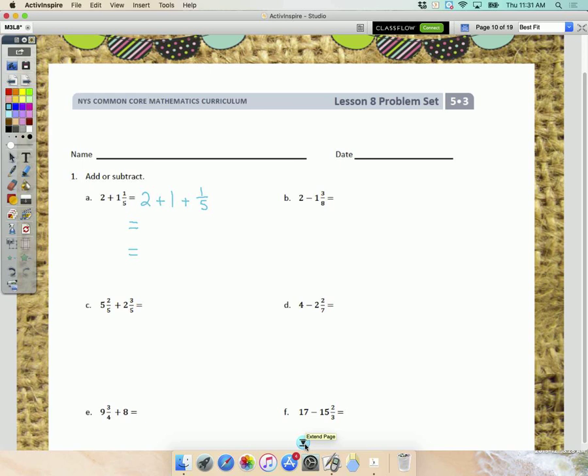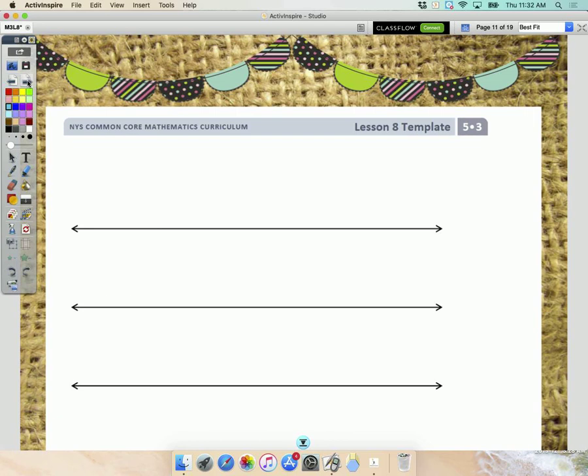Okay, and then parentheses around 2 and 1. What do I do next, Ruby? Add 2 plus 1, good. And so my answer is going to be 3 1/5. And I want you to keep this in front of you while you're using the template, okay? So this is A, so we're just going to put a little A there.